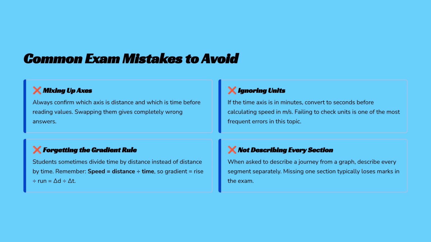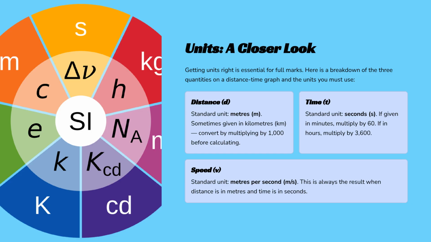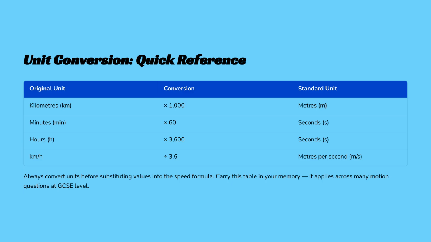Always remember to convert units like minutes to seconds, use the correct gradient formula, and make sure to describe every single section of the graph. Precision with units is essential. For distance-time graphs, ensure distance is in meters and time is in seconds, so your calculated speed is correctly in meters per second. Refer to this conversion table if you are ever unsure.